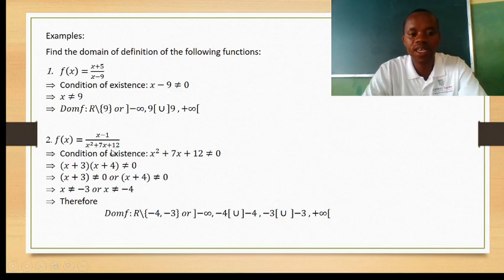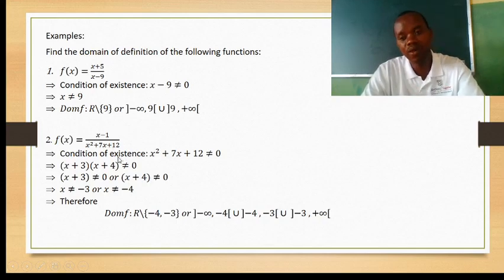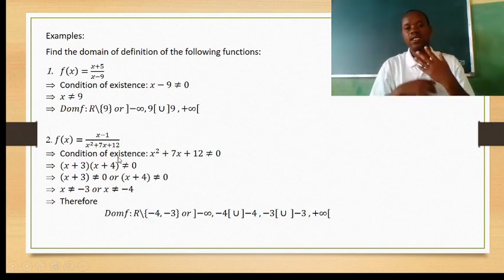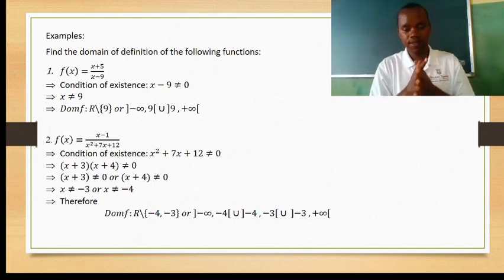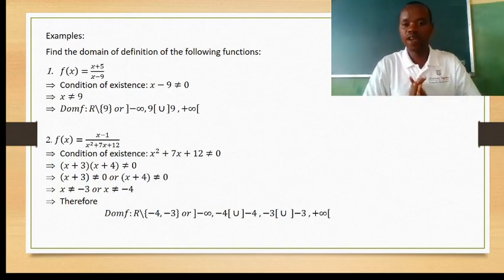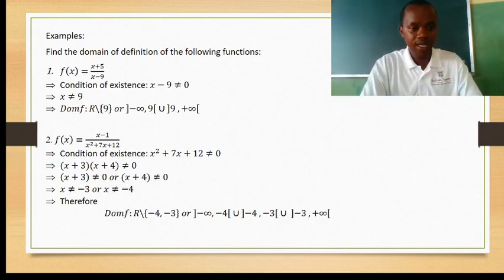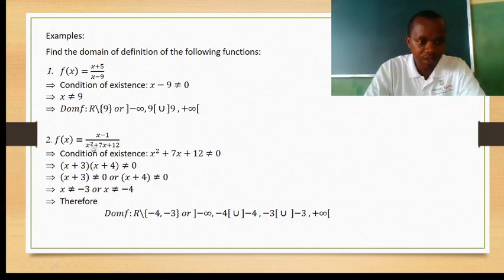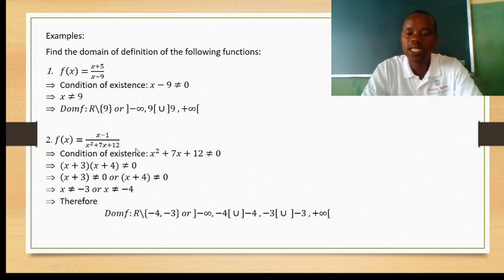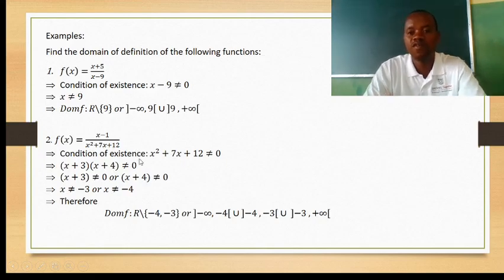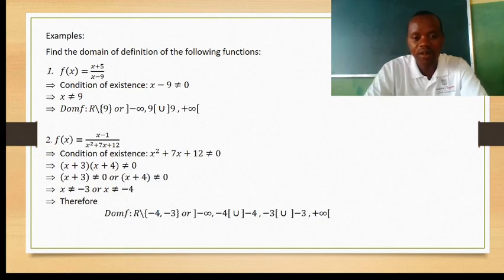For example number 2, we have f of x which is equal to x minus 1 over x squared plus 7x plus 12. In this case, the condition of existence is always the same. The denominator part must be different from 0. We are going to find the values which make this denominator part equal to 0, and those are the ones to be removed from the set of all real numbers, and then we will get the domain of definition.